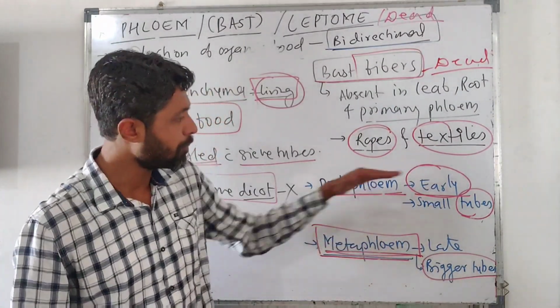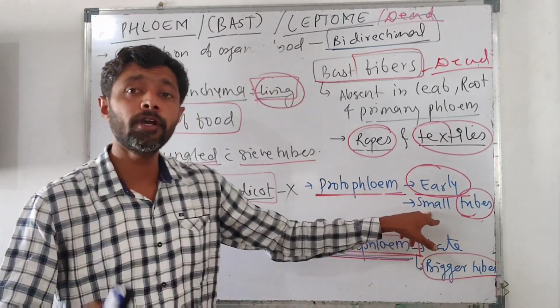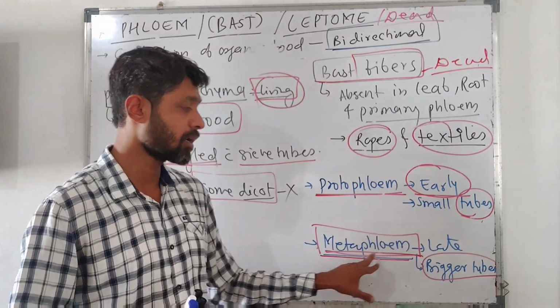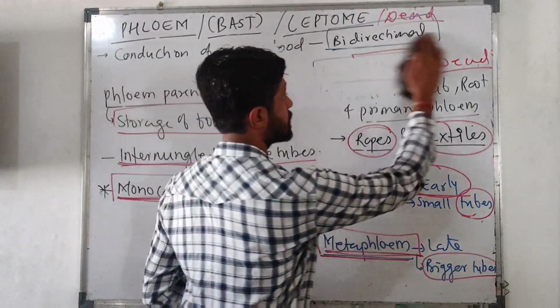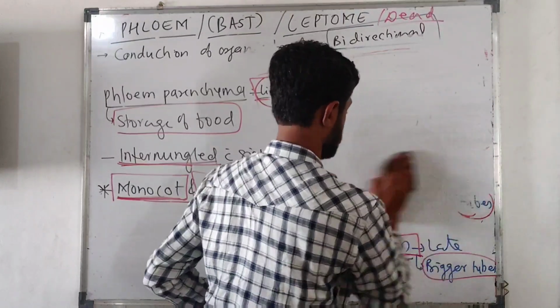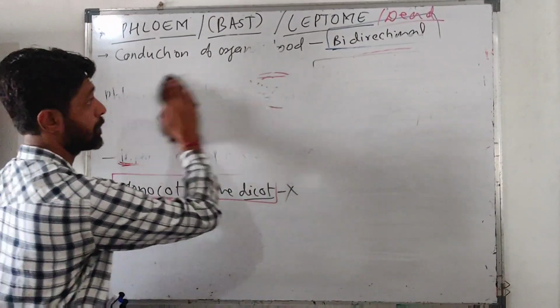Early form phloem is called protophloem, which has small tubes, and the phloem which is late form is considered metaphloem, and it has bigger tubes. So here we consider a diagrammatic presentation, or diagram, of your phloem, showing how phloem is organized in the plant body.